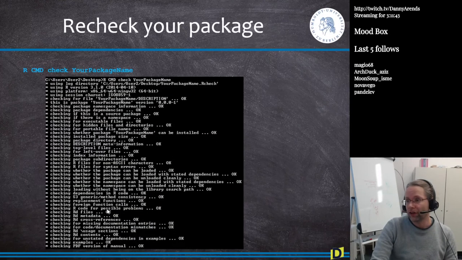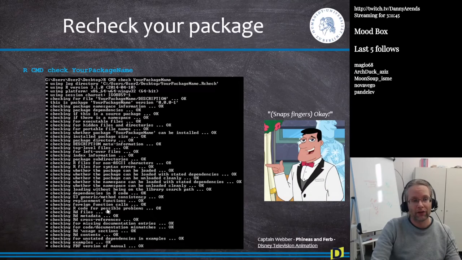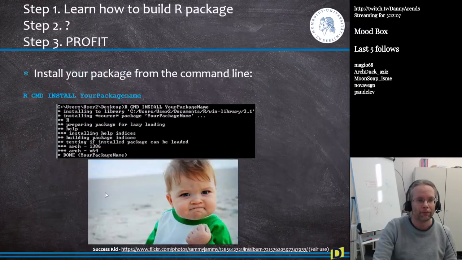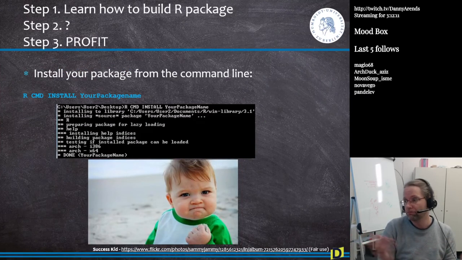Again, recheck your package, and done. We've created an R package. We have made code. This package can be submitted to CRAN. So we go to the website, we search submit your package to CRAN, and you're done. And it works. So if you want to give a single function, this is all that you have to do. So, step one, learn how to build an R package. Step two, don't know exactly, but step three is going to be profit.